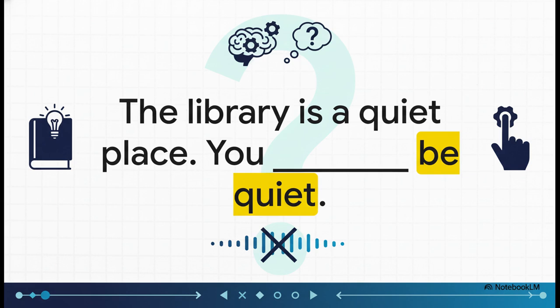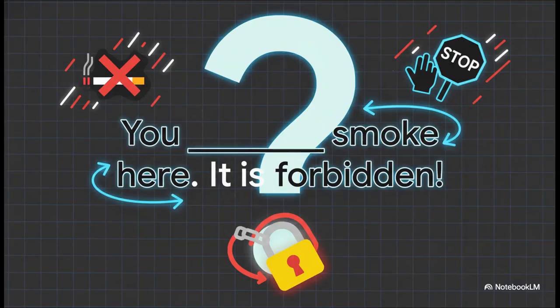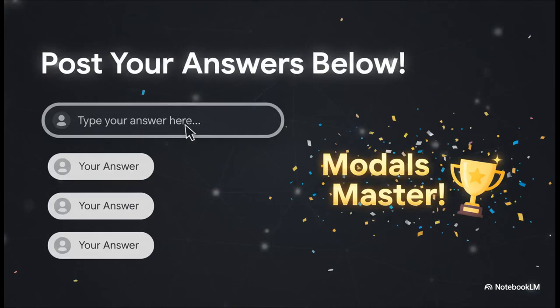What's the expectation? Number 2. It is raining outside. You, blank, take your umbrella. Am I giving you a command here, or am I offering a helpful suggestion so you don't get wet? Which tool fits best for advice? And the final question. You, blank, smoke here. It is forbidden. Okay, the key word is right there, forbidden. So which of these negative modals, can't, mustn't, or shouldn't, means something is strictly not allowed? This one is a little test of that common trap we just talked about. So, what do you think?